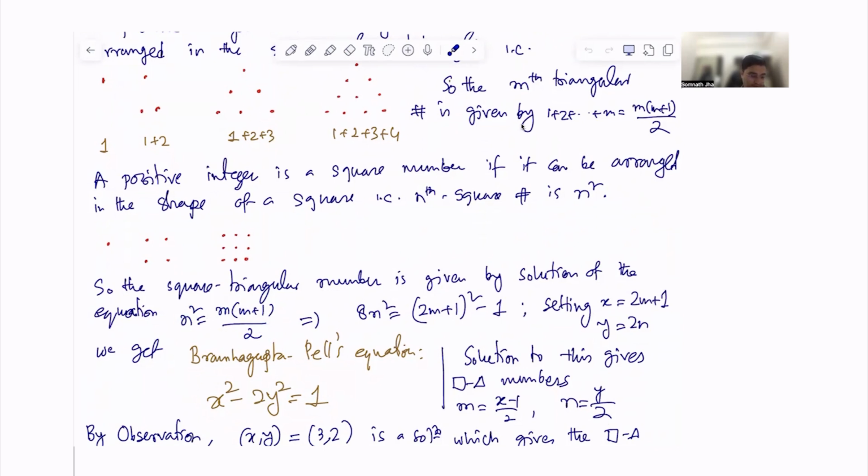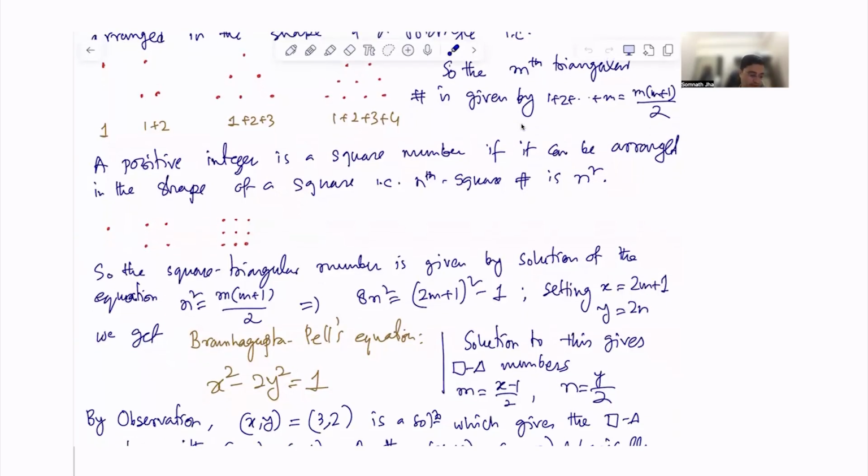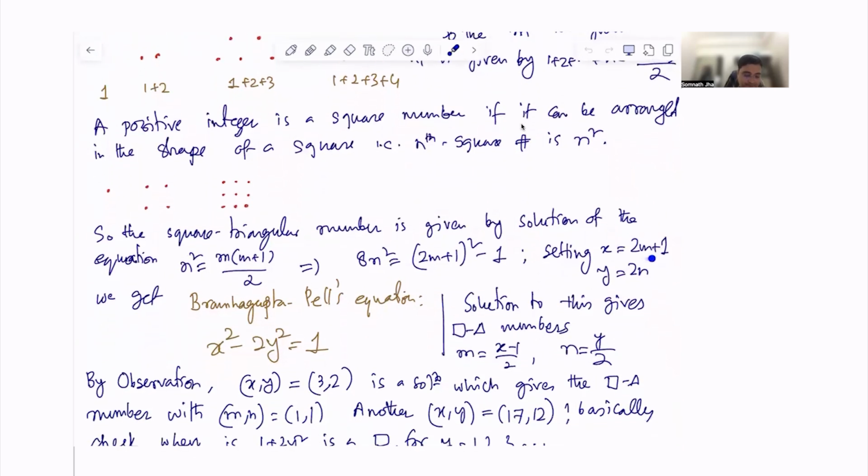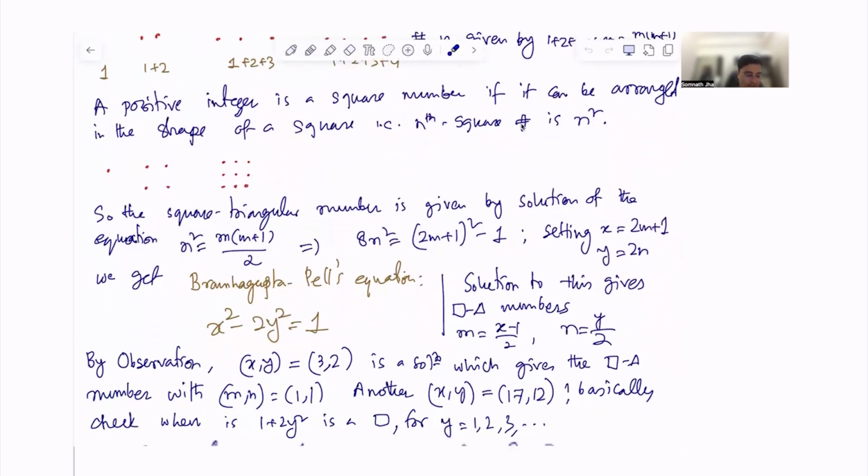So if you clear this, if you multiply by 8 on both sides, you get 8n square equal to 4m square plus 4m, so 2m plus 1 whole square minus 1. And if you set x equal to 2m plus 1 and y equal to 2n, then you get the equation x square minus 2y square equal to 1, which is a Brahmagupta-Pell equation. And if you solve this equation, you get an integer pair x, y. Then you set m equal to x minus 1 by 2 and n equal to y by 2.